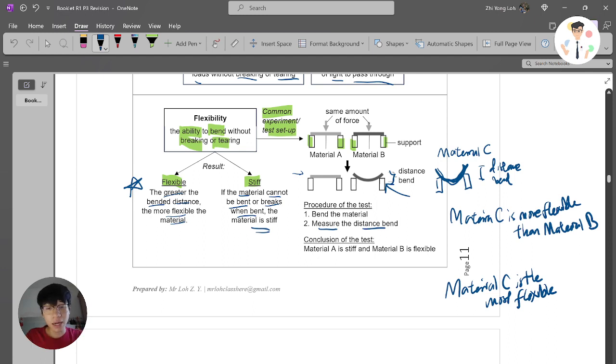Now again, this setup is just one of the very common setups to test flexibility. It can be tested in different ways, but again the key idea here is this.